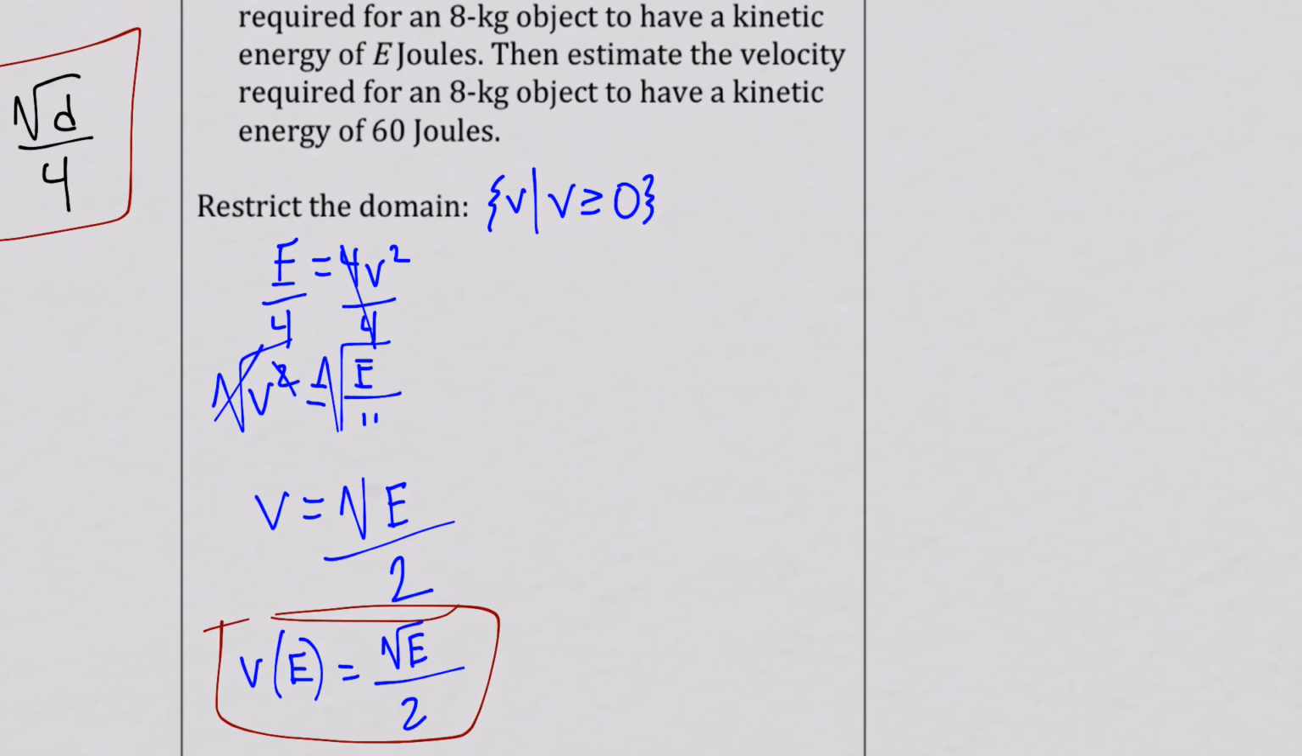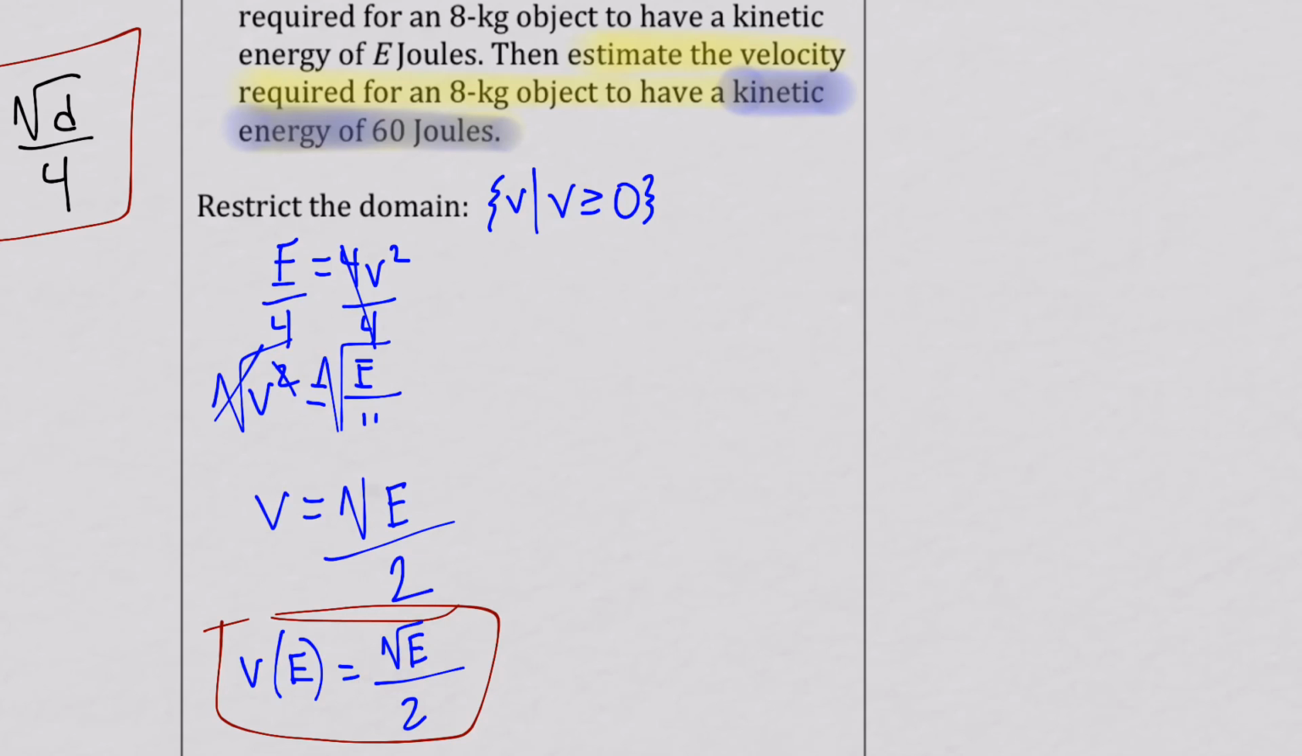The second question says, you guys look here, it says estimate the velocity required for an 8 kilogram object to have a kinetic energy of 60 joules. So what they really want us to focus on is that the new kinetic energy, the kinetic energy of the object we're looking for, is 60 joules. So what I'm going to do is take my function here, my inverse, plug in the energy they gave me, which is 60, and then do this estimation.